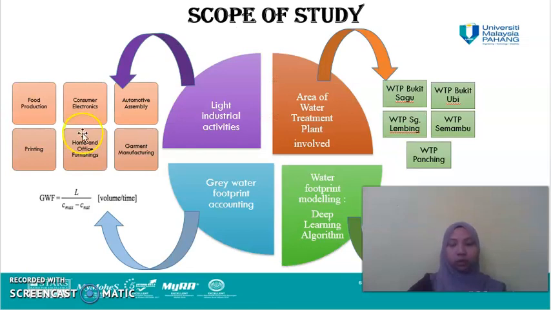The scope of my study: the water treatment plants involved are Bukit Sagu, Bukit Ubi, Sungai Lembing, Semambu, and Panching. My study also focuses on light industrial activities such as food production, printing, consumer electronic, and so on. Grey water footprint accounting refers to the grey water footprint formula, and the water footprint modeling that I use in my study is a deep learning algorithm, using back propagation.